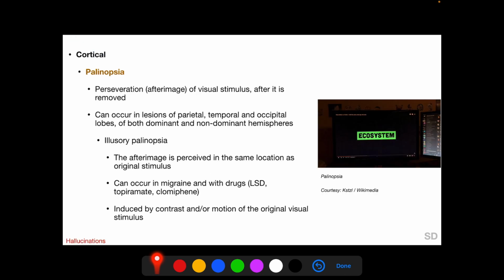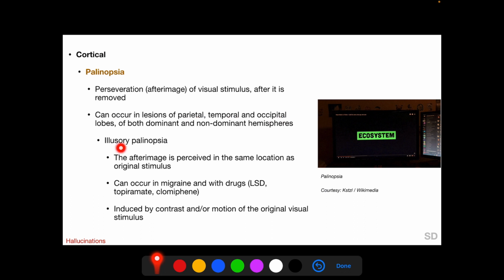Among cortical causes of visual hallucination, we have palinopsia, that is perseveration or persistence of an after image of a visual stimulus even after that visual stimulus is removed from the visual space. It can occur in lesions of parietal, temporal and occipital lobes in both the dominant and the non-dominant hemispheres. So we have an illusory palinopsia and we have a hallucinatory palinopsia.